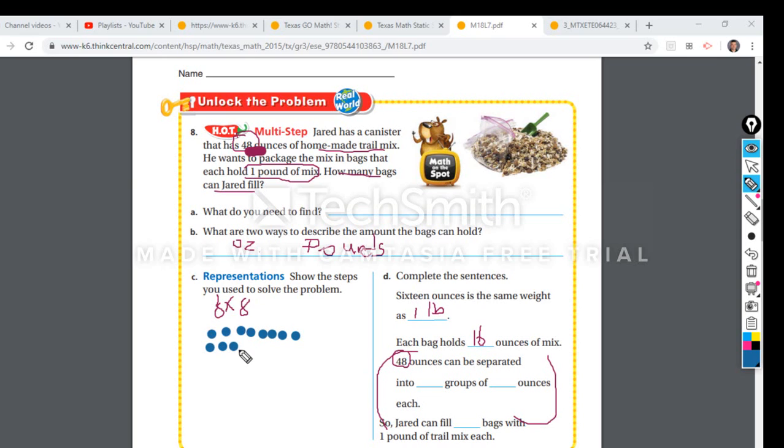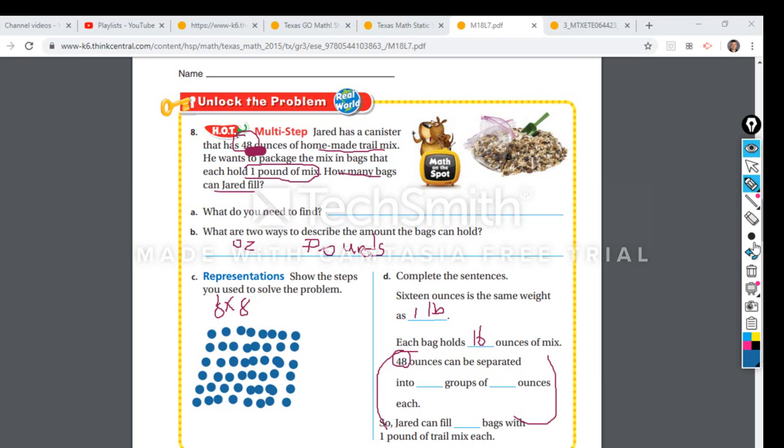9, 10, 11, 12, 13, 14, 15, 16, 17, 18, 19, 20, 21, 22, 23, 24, 25, 26, 27, 28, 29, 30, 31, 32, 33, 34, 35, 36, 37, 38, 39, 40, 41, 42, 43, 44, 45, 46, 47, 48. I drew 48 to represent my 48 ounces.